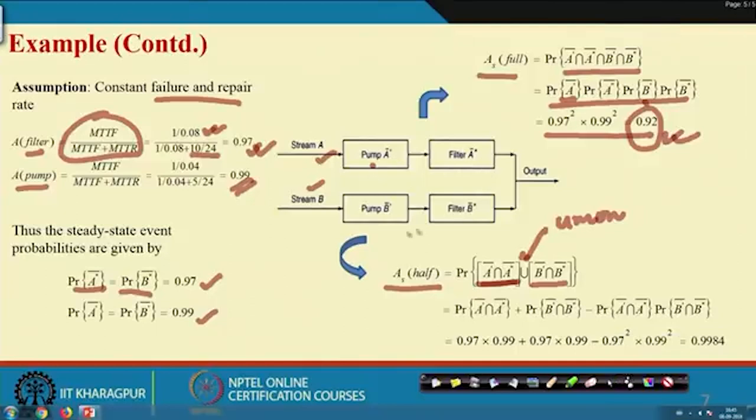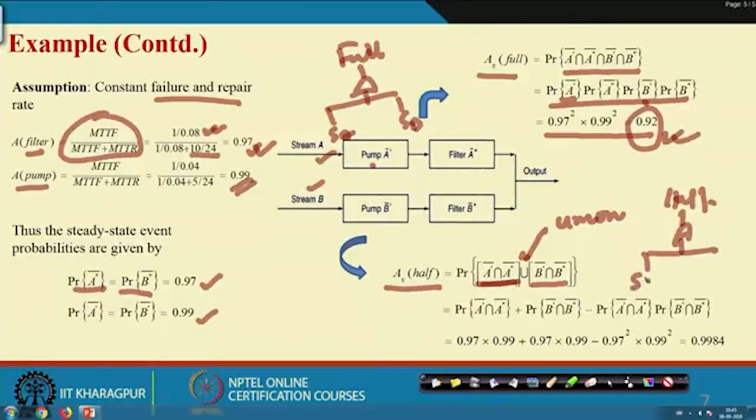So for full production it's an AND gate, stream A and stream B, and here for half it is an OR gate, stream A and stream B. Okay, so that's what happened. Now this is stream A and this one is stream B. So probability of stream A plus probability of stream B minus the intersection of the two. As a result, the availability of half for the system, the probability is 0.9984.